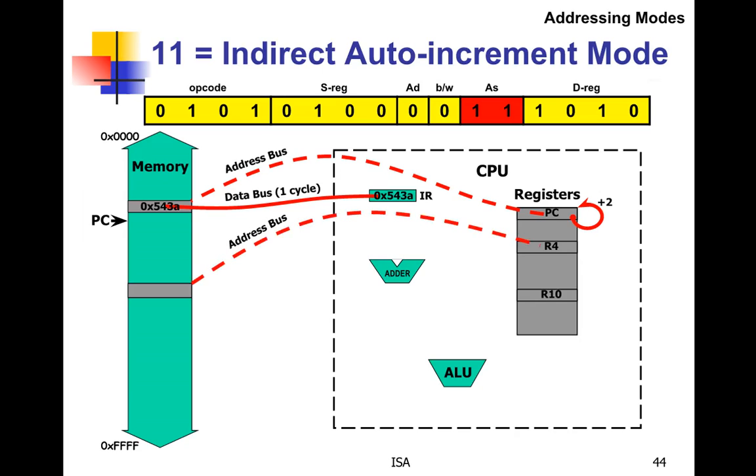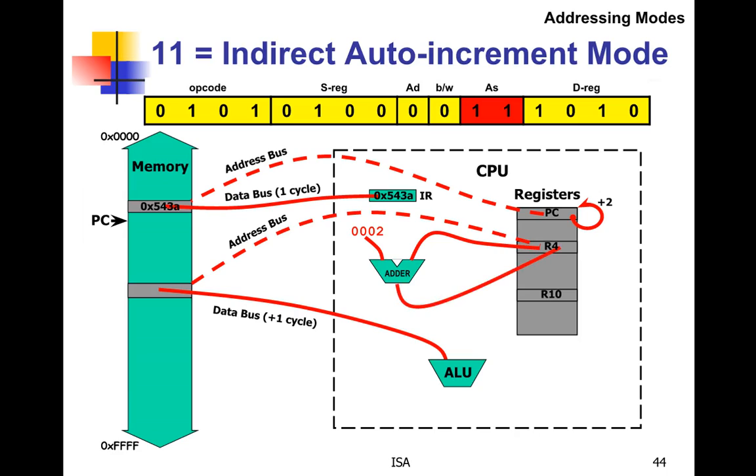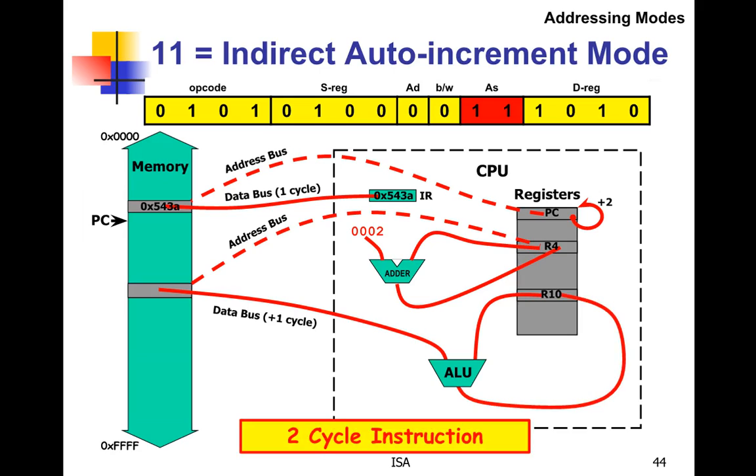So there it goes and grabs that, and it connects that to one input of the ALU. Then it connects R10 to the other input, or actually, I'm sorry, it has to put 2 in the adder because we have to auto increment register 4. So you add register 4 with the 2, and you get a new number to put in register 4. Then you take what's in register 10 and put it in the ALU, and the ALU will add them up and put the result back in register 10, and then you're done. But this was still only 2 cycles.